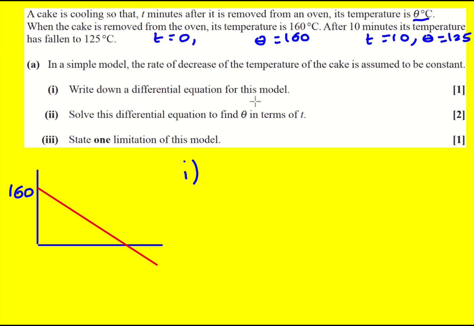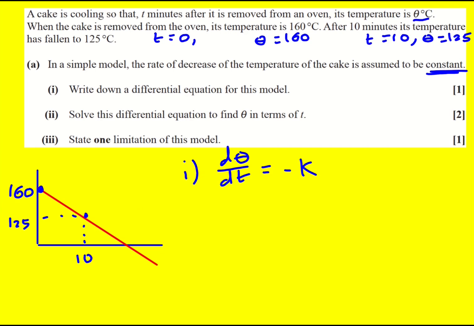But we're going to follow through on what the question's actually asked, and that is to write a differential equation down. So we're told that the rate of decrease is constant. So it's a decrease, which means the gradient, which generally is positive for an increase, so we're going to put a negative here, and it's going to be some sort of constant. Now, actually, we can work out that constant because I've got my two coordinates. So this is 10 and 125.